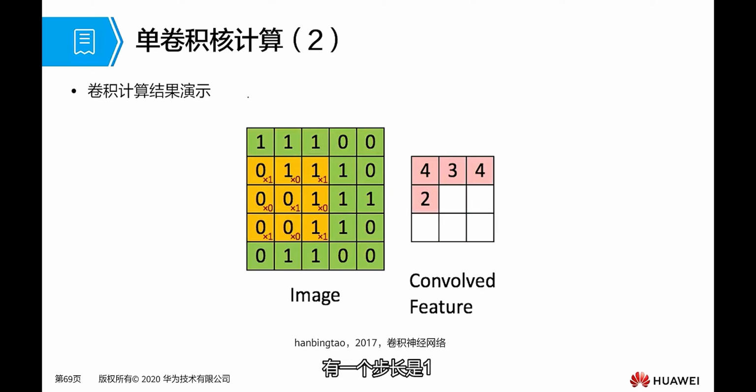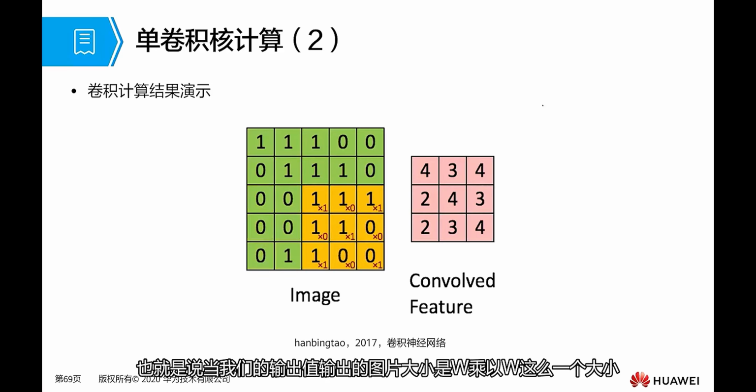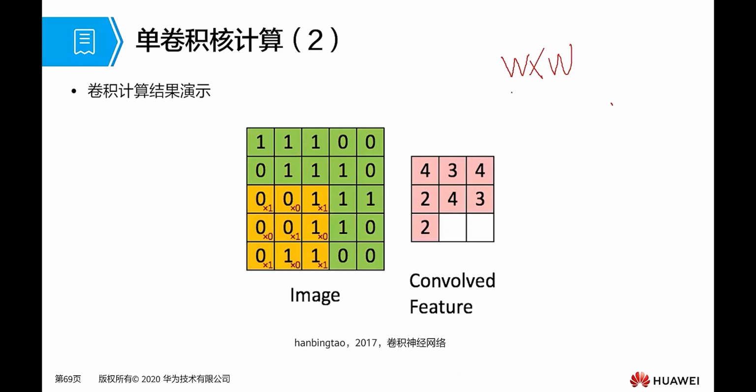During the movement, we need to consider the stride. If the stride is 1, it means that the next time we calculate, we need to match this small window. After calculating from left to right like this, then calculate from top to bottom. Let's take a look at a rough process of our convolution calculation.